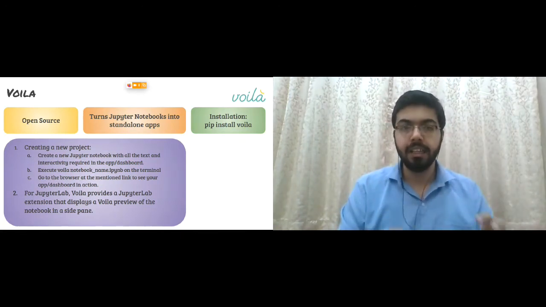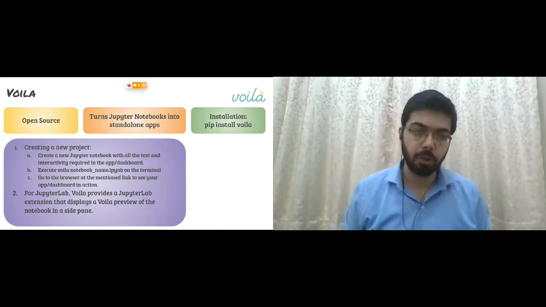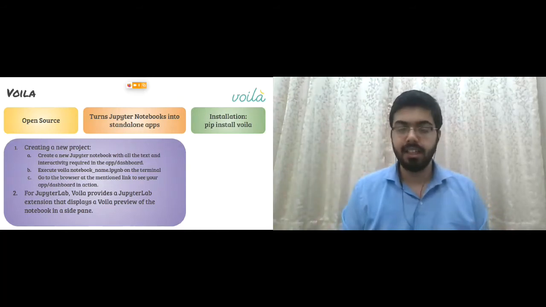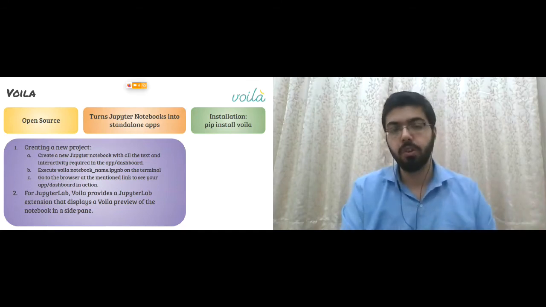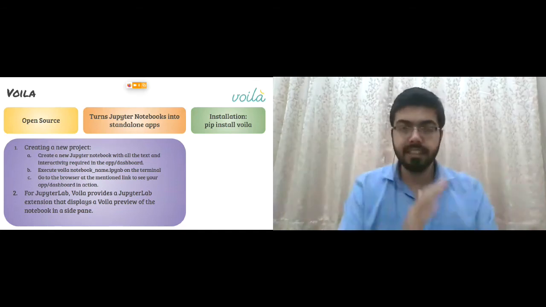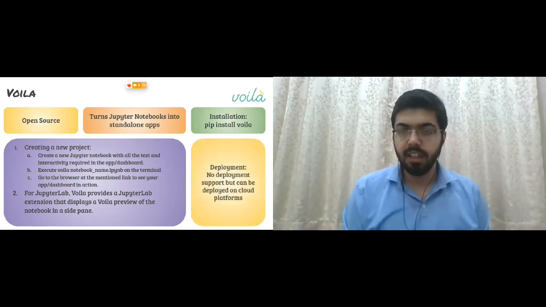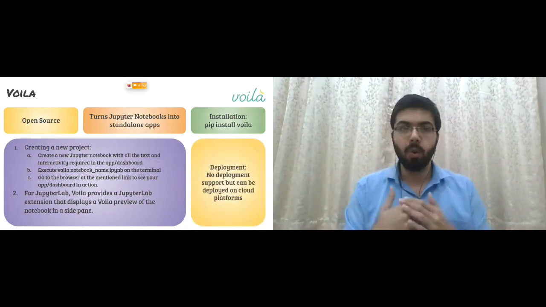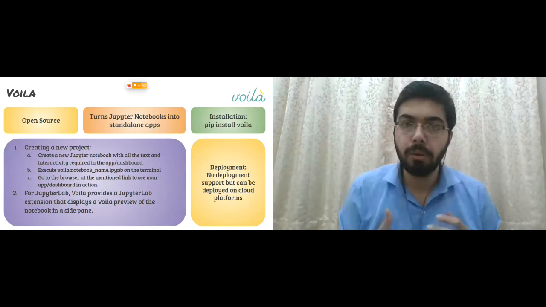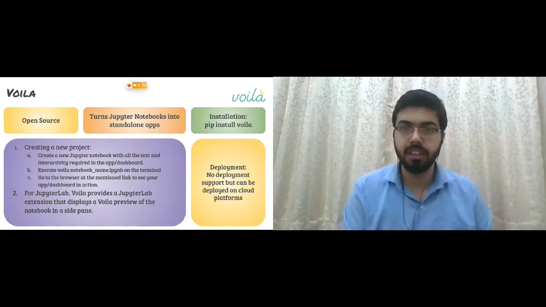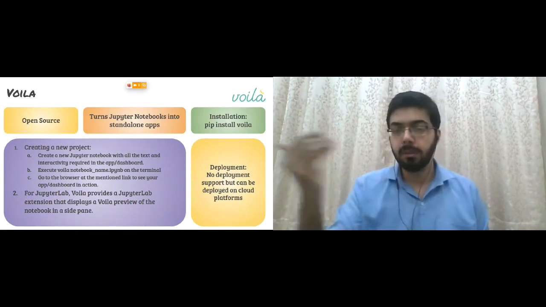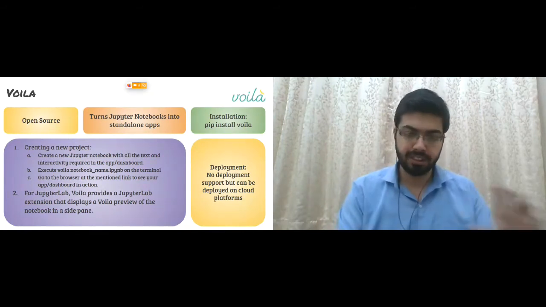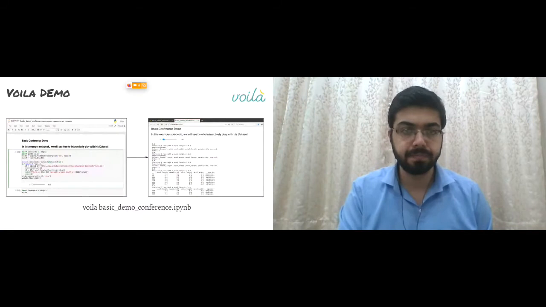Voila automatically runs all the cells that you have in your notebook behind the scenes. That's what it does. In case of Jupyter Lab, Voila provides a Jupyter Lab extension that displays a Voila preview of the notebook alongside it, so you can see both simultaneously. When it comes to deployment, Voila doesn't really support deployment per se. There's no enterprise solution or anything, but you can use the Jupyter notebook that you've written to deploy it on cloud platforms. So this is a little bit about Voila.